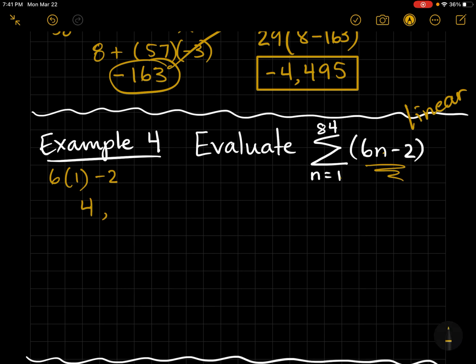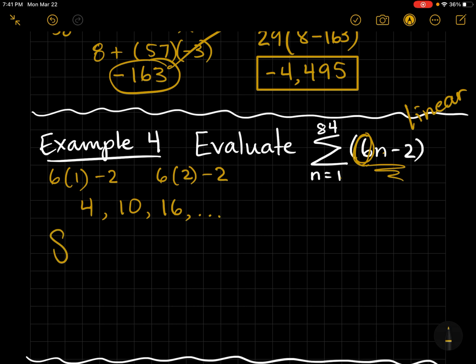That's your first term. If you were to plug in 2, 12 minus 2 is 10. And I just want to make sure you understand what's going on. This is your common difference. The numbers are going up by 6. Okay. So you can always see if it looks linear, the slope is 6, that's the same as your common difference. So this is what's going on with this problem.